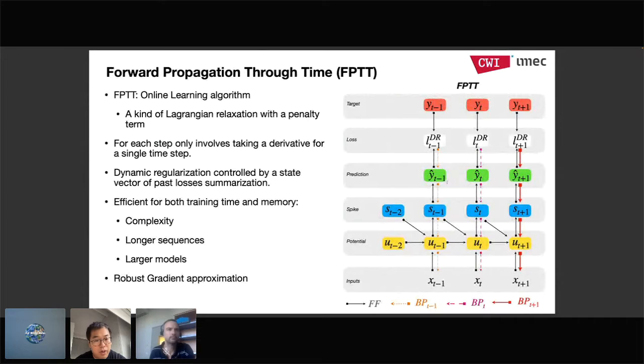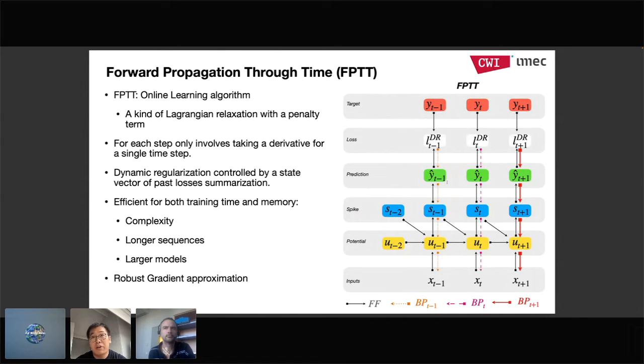So in 2021, Kag introduced the algorithm forward propagation through time to train recurrent neural networks. Here we want to explore, can we use this algorithm to train our spiking neural networks? So in comparison with the BPTT, if you check the computational figure on the right side, you only see the gradient calculation along the spatial dimension. There is no gradient calculated along the temporal dimension.